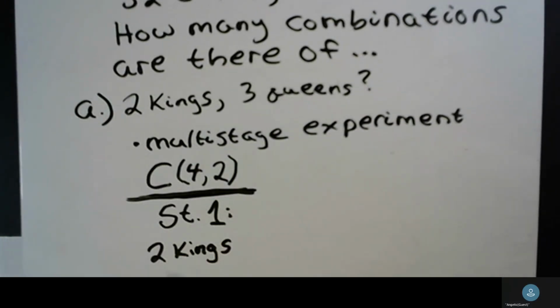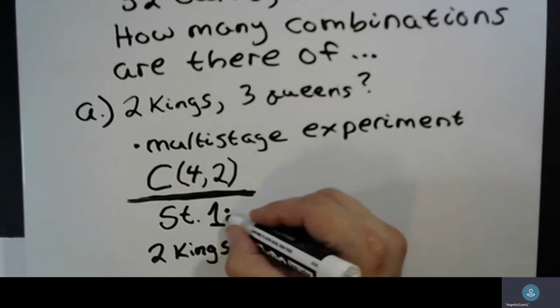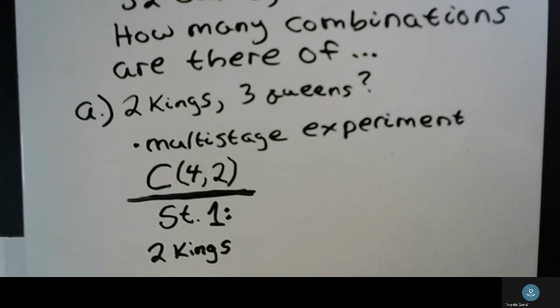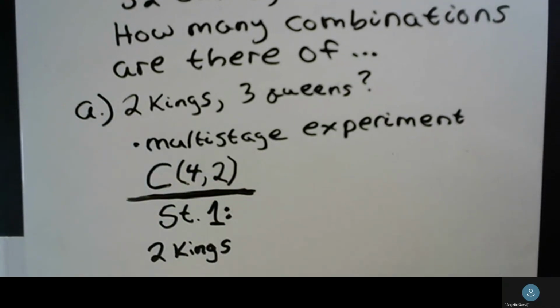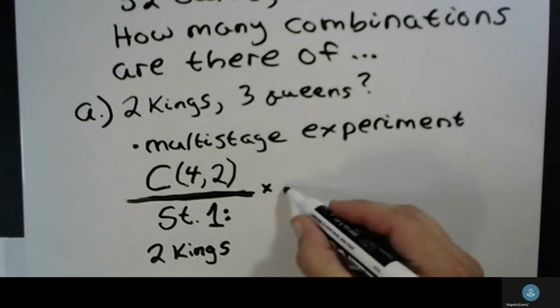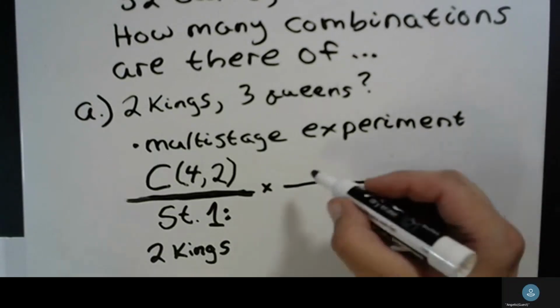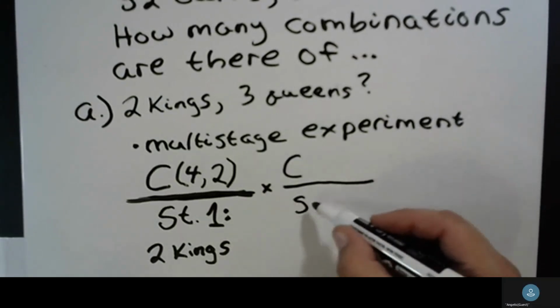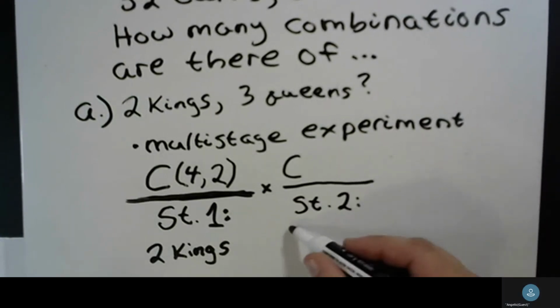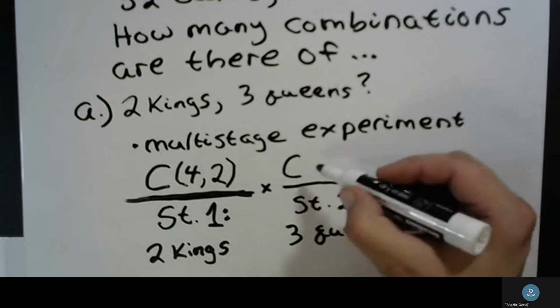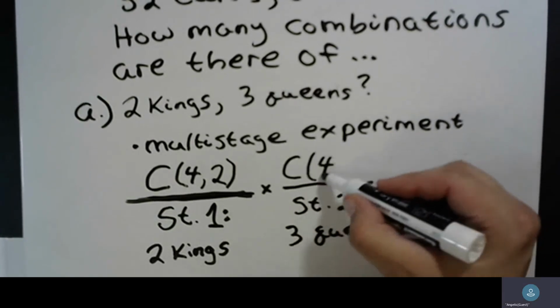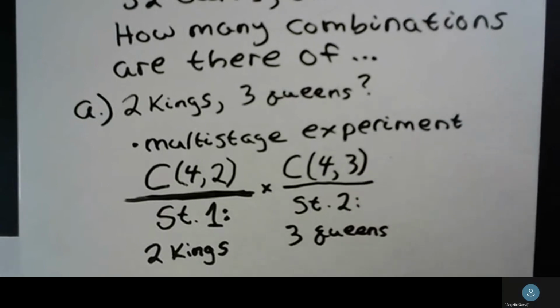So stage 1, we're picking the 2 kings. And so the number of ways we can pick the 2 kings is 4 choose 2. That's how we can read that. And then in the second stage, we're going to choose the 3 queens. And there's 4 queens in a deck. We're going to choose 3 of them. And again, there's no order to these queens, so we're just going to do combinations instead of permutations.